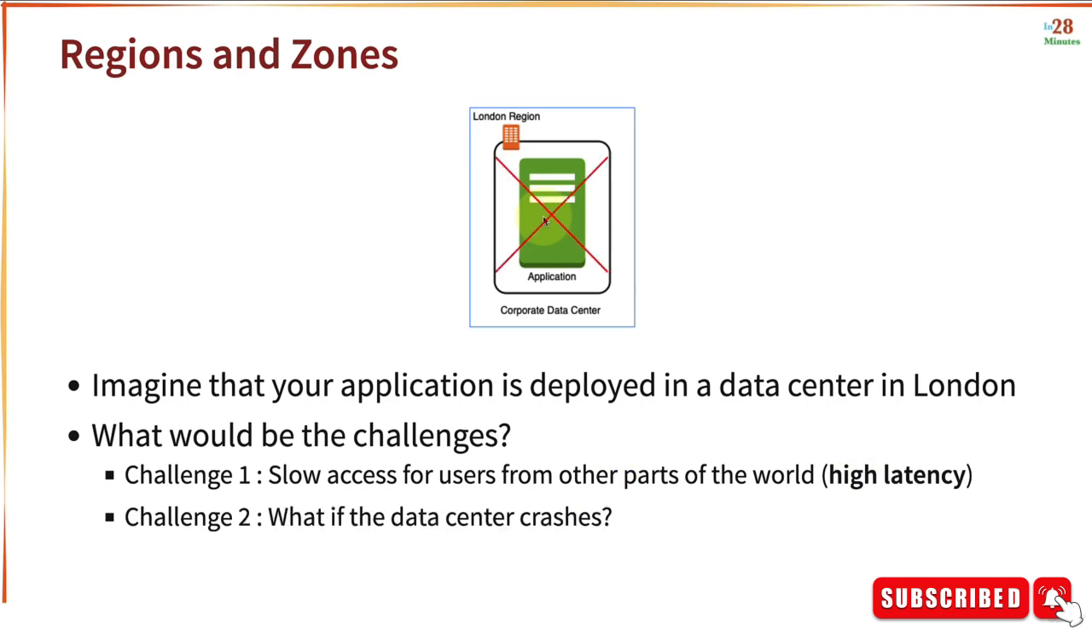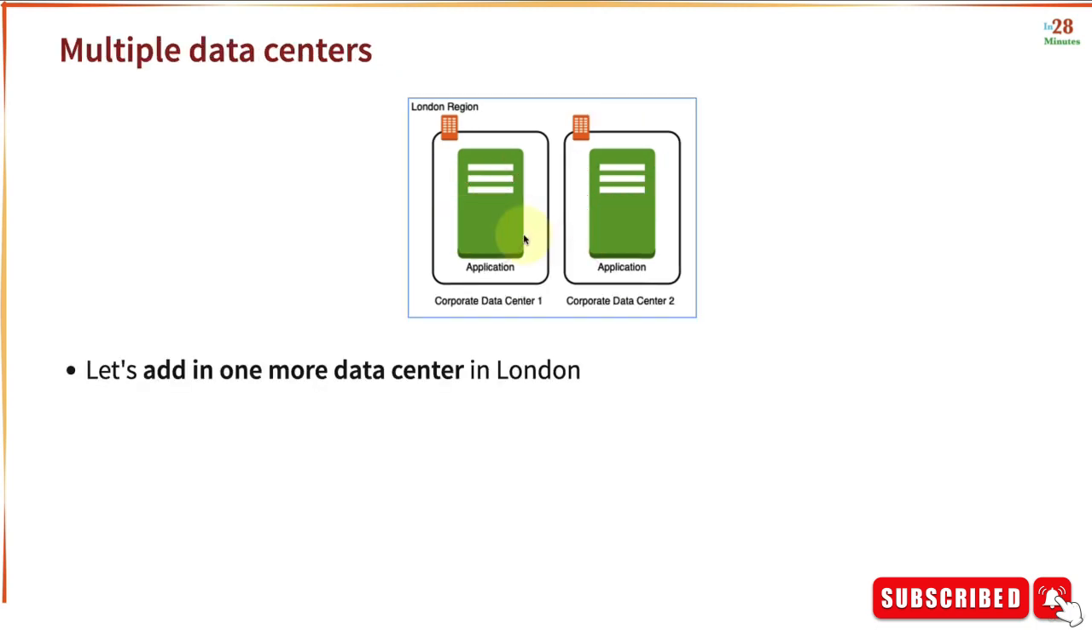Number 2, let's imagine a scenario where this data center crashes. Because we have just one instance of the application, it is no longer available. Your application goes down. So your application has low availability. Now think about this. What can we do to improve this situation? What we'll do is let's add one more data center in London. We have one data center in London, so we are adding one more. So we have corporate data center 1 and corporate data center 2.